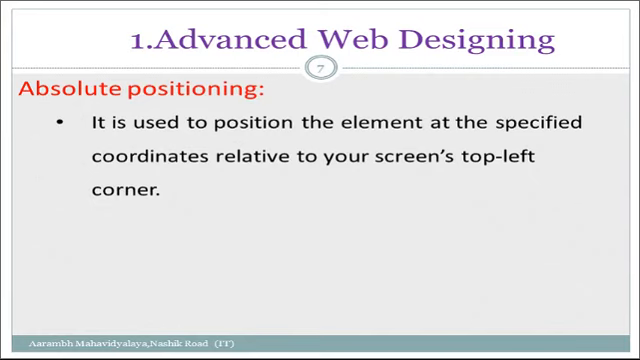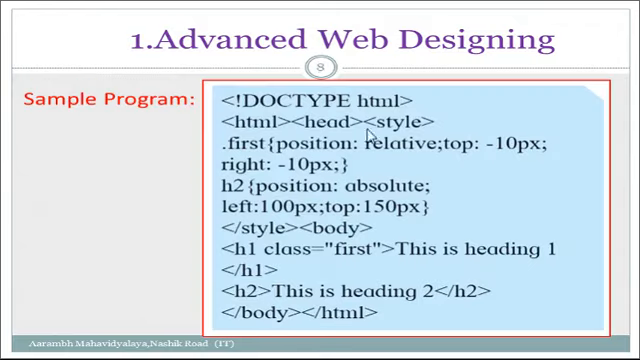The next one is the absolute positioning. It is used to position the element at the specified coordinates relative to screen's top left corner. That means from here. Let's see its example. Here under style I have used only a class named as first. Dot is used to indicate the class. Class name is first. And position is relative. Then top minus 10 pixel and right as minus 10 pixel.